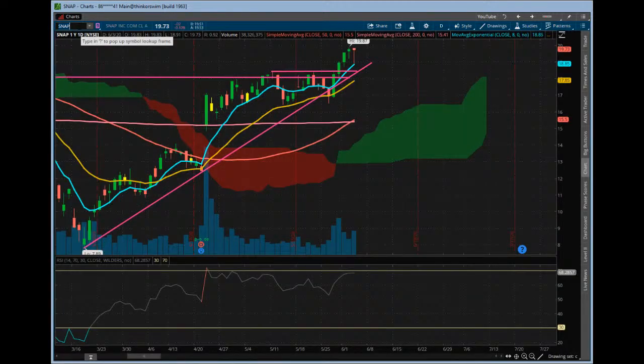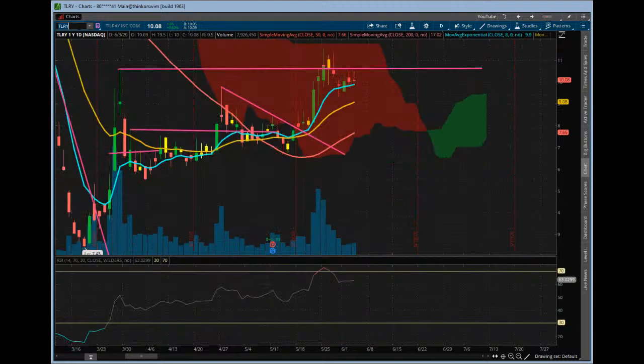Decent little hammer there. Kind of nasty. Took out some stops yesterday, but closed towards the highs again. Tilray again, some call activity, but still below that major range here. And then GNC.